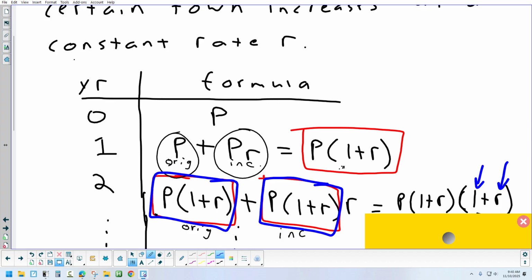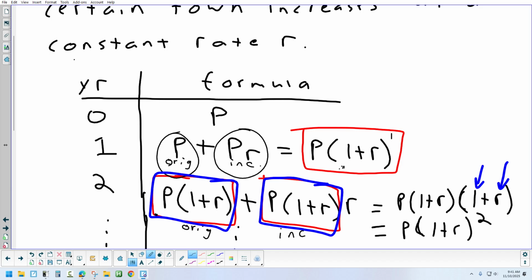And what does that simplify to? P times 1 plus R times 1 plus R. If we could shorten this a little bit, how could we write that in a shorter way? Yeah, P times 1 plus R to the power of 2. So we had P times 1 plus r to the power of 1, and P times 1 plus r to the power of 2.